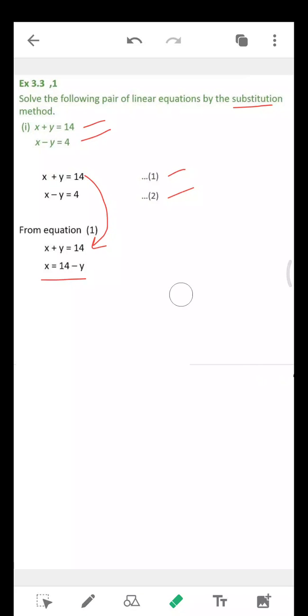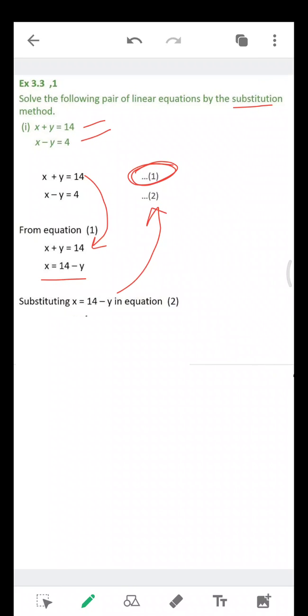So this value of x we will substitute in equation 2. If we are taking x value from equation 1, I should put that in equation 2, and vice versa. Means if I take from equation 2, then I should substitute in equation 1. This is a very important point here.